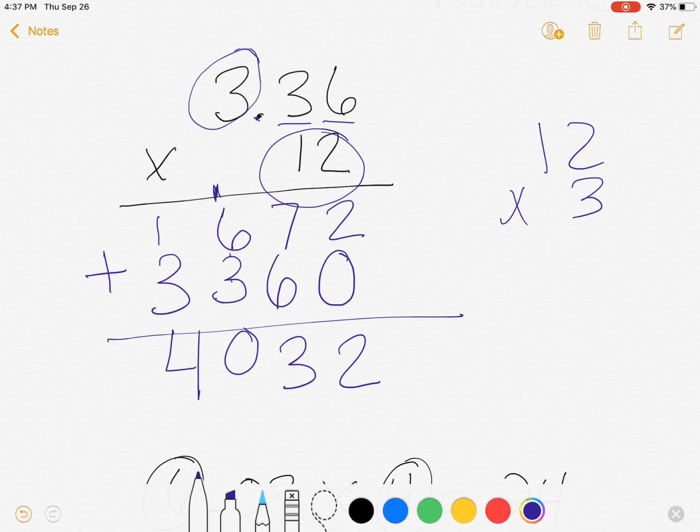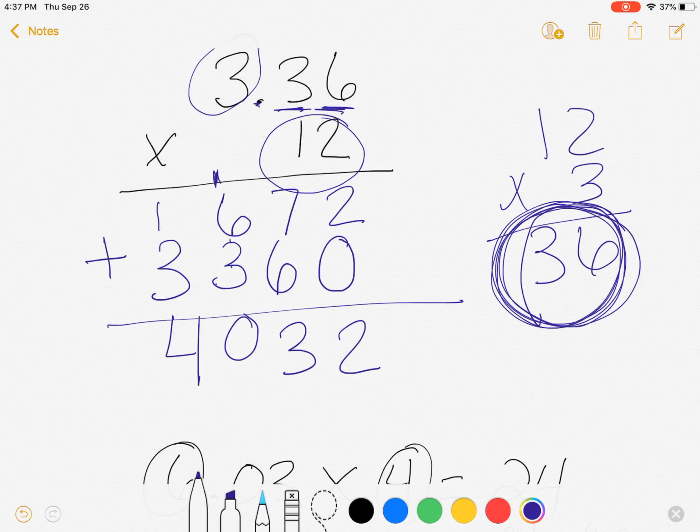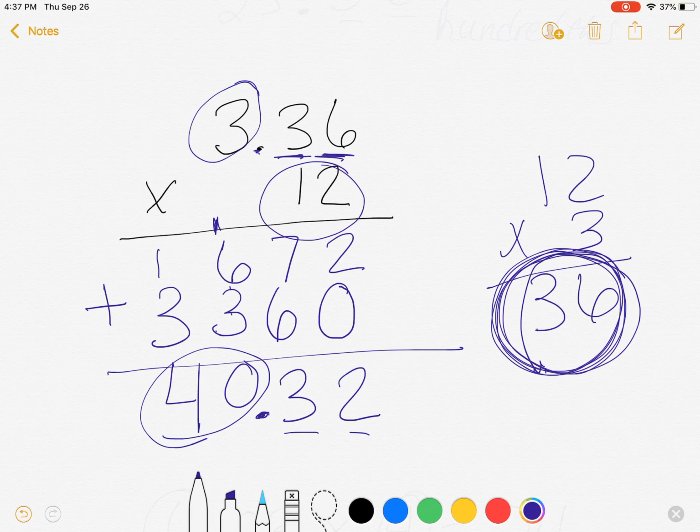We can estimate before we start the problem. 12 times 3, 3 times 2 is 6, 3 times 1 is 3. So we need to be close to 36 ones. 4,032 is not close to 36 ones. That is not reasonable. So we need to remember to place that decimal. So we have 2 places, decimal. Now 40 ones is close to 36 ones. So we can always use estimation before using the standard algorithm, if we'd like.